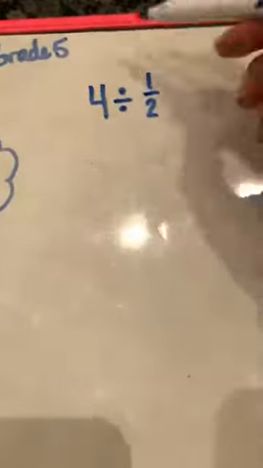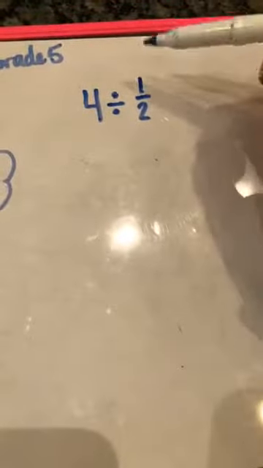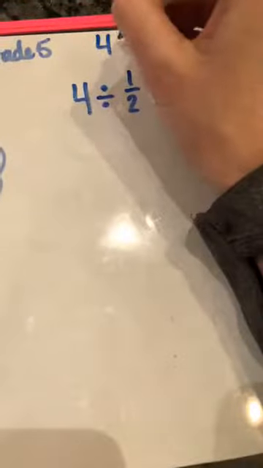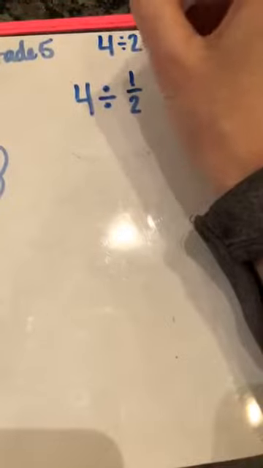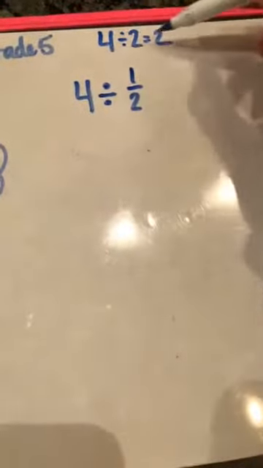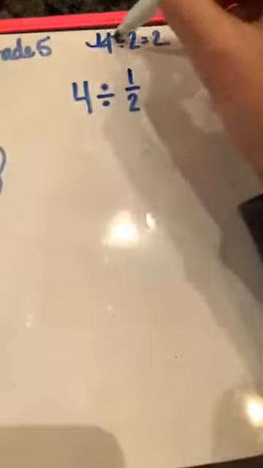4 divided by 1/2. Now this is all of a sudden where people are like, oh my gosh, I don't know what to do, what's happening? This is also where, when we were first teaching division, we always say that the number becomes smaller. That is something that expires. So please refrain from doing that with your kiddos at home.